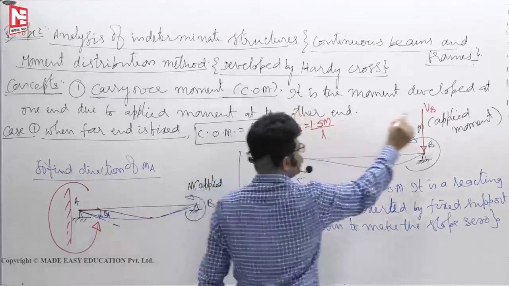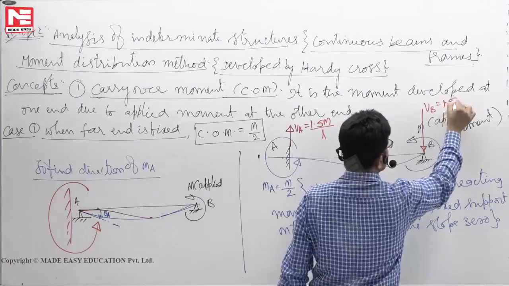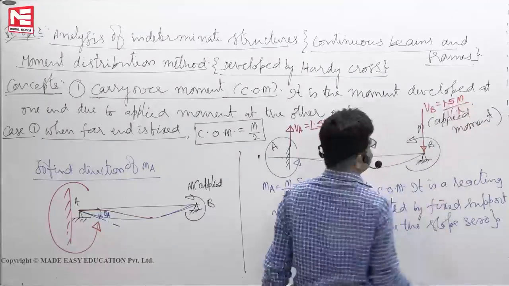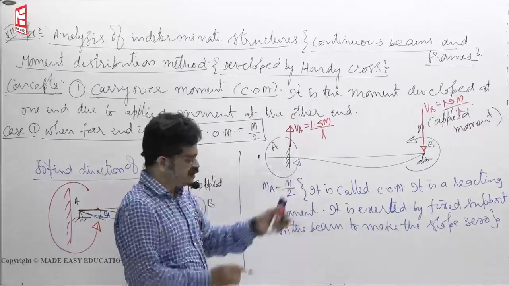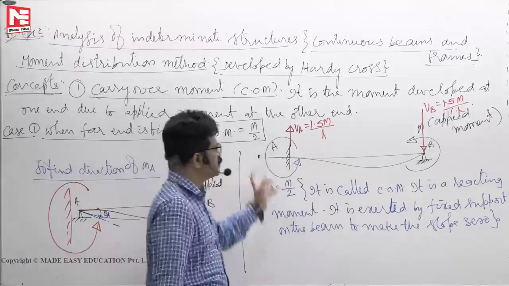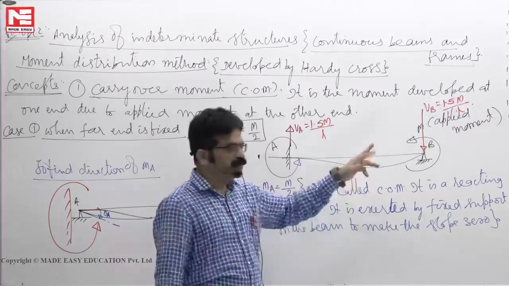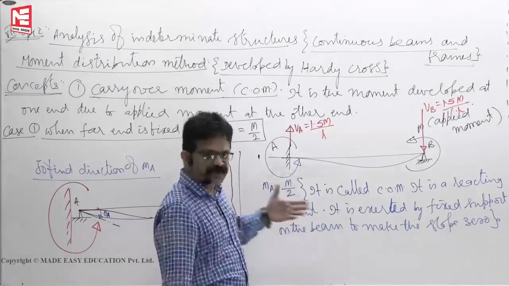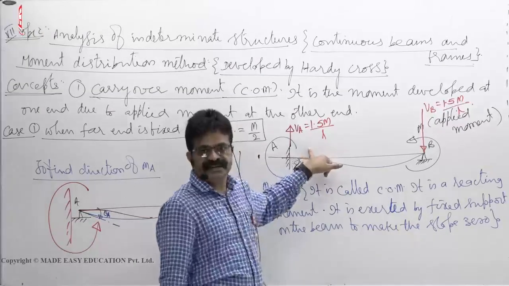1.5 m by L up, Vb is 1.5 m by L down. Now you see this beam is completely in equilibrium. Sigma x is 0, sigma y is 0, sigma m is also 0. But what you don't know is why it should be m by 2. We will take it from the compatibility condition.